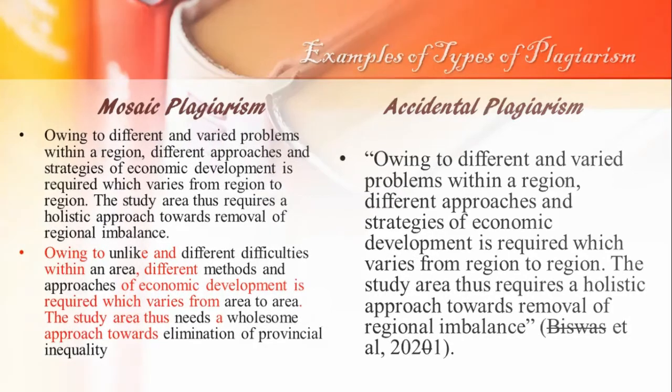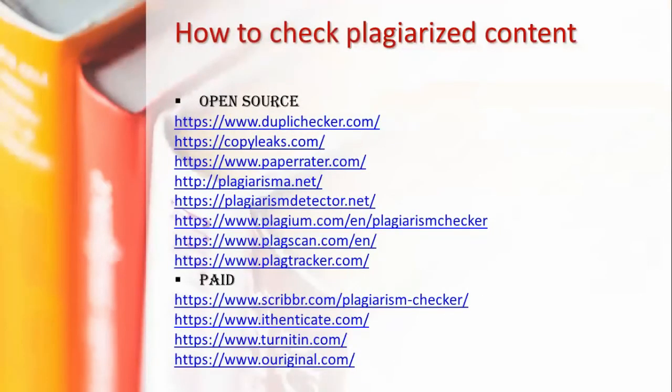I hope the various types of plagiarism are clear to you. Now, how can you check whether your content is plagiarized or not? We have two types of sources: one is open source and one is paid. You can see I have given the hyperlinks for the open source plagiarism checkers. These are pretty good. But generally, paid ones are much better than the open source ones, and that is quite natural.